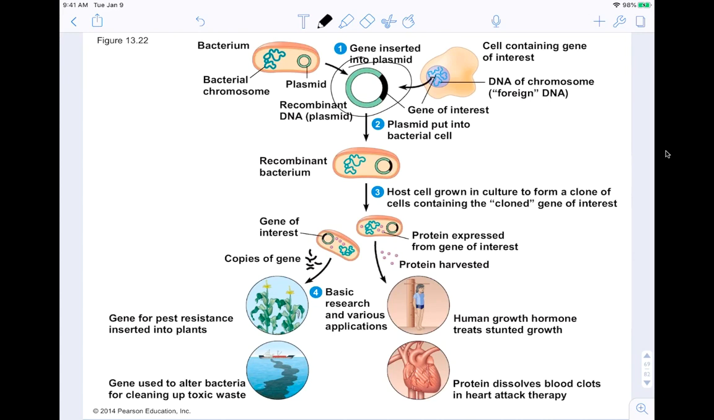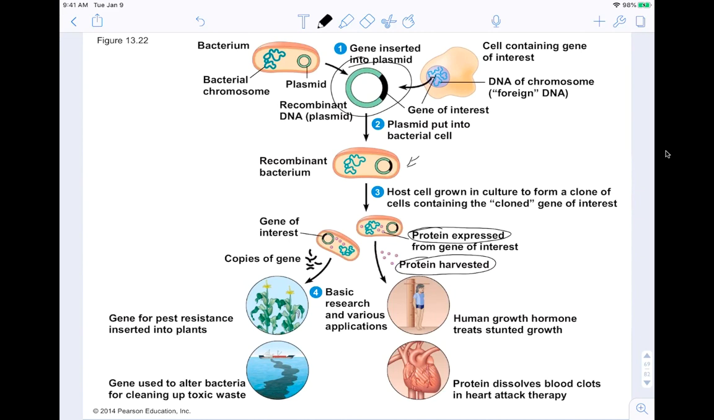So then the host cell is grown in culture, and it forms a clone of the cells that contain that gene. So basically then this cell will be allowed to replicate. So then we will have extra copies of all of this. And we will have the protein that is expressed, and we are able to harvest that protein. So like human growth hormone and insulin are grown this way, which a lot of people require, which is really amazing that we're able to grow it like this. There are different proteins that can help stop heart attacks, like dissolving blood clots in heart attack therapy.